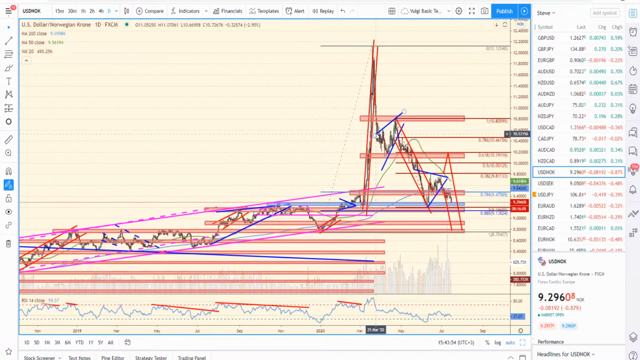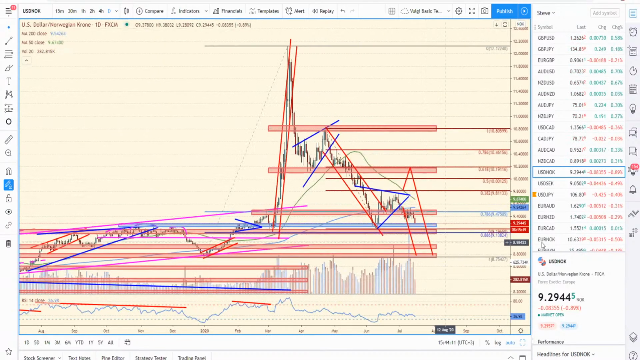And I do still think that there is a lot of value in being short USD NOK if we're talking about long-term trades. Now, I'm not saying that if I didn't have this position, I would be selling it here, but I'm definitely holding on to my position for a long period of time. So, USD NOK also looks bearish.